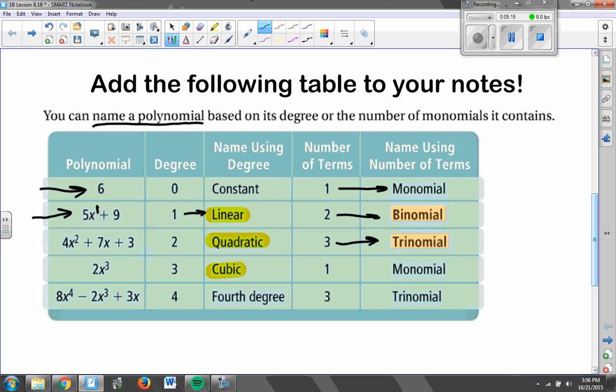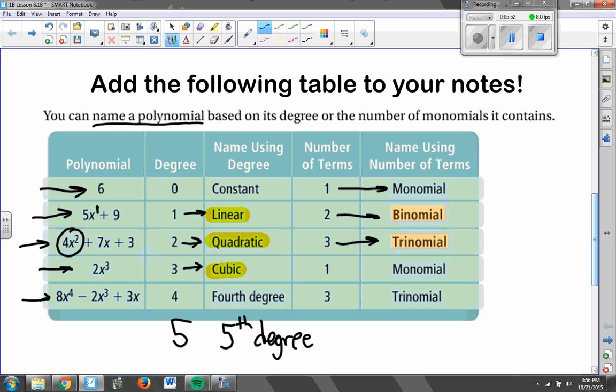Next one down, we have an x squared. So 2 is our highest degree. When your highest degree is 2, you call that a quadratic polynomial. When you have something to the third power, you call that a cubic polynomial. And anything beyond that, for example, here 4, you just call it a 4th degree. Or 5, we just call it a 5th degree.